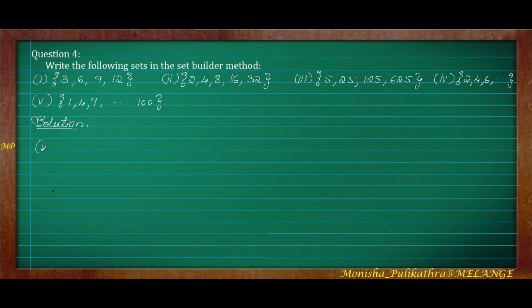So here the first question is 3, 6, 9 and 12. Okay, so 3, 6, 9 and 12. This is in the roster method. We have to write it in set builder method. In set builder method, let us take it as a set A. Okay, in set A, let this be the digit X. Okay, let this be X alphabet.